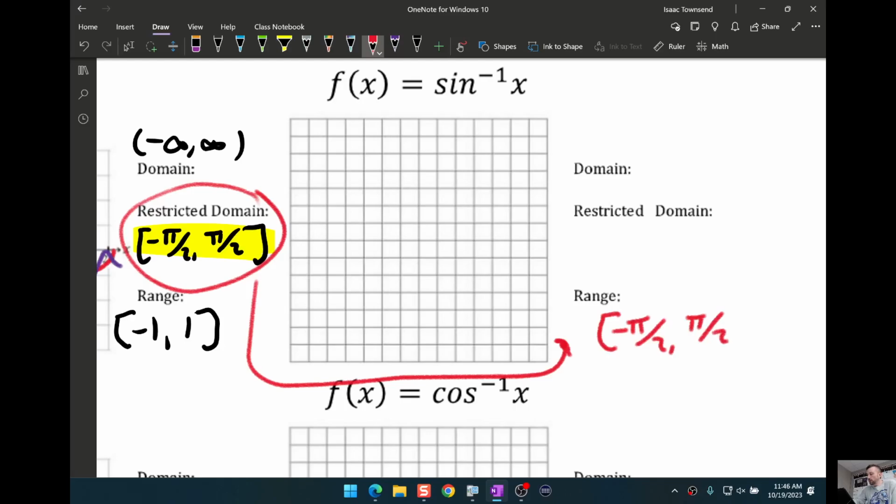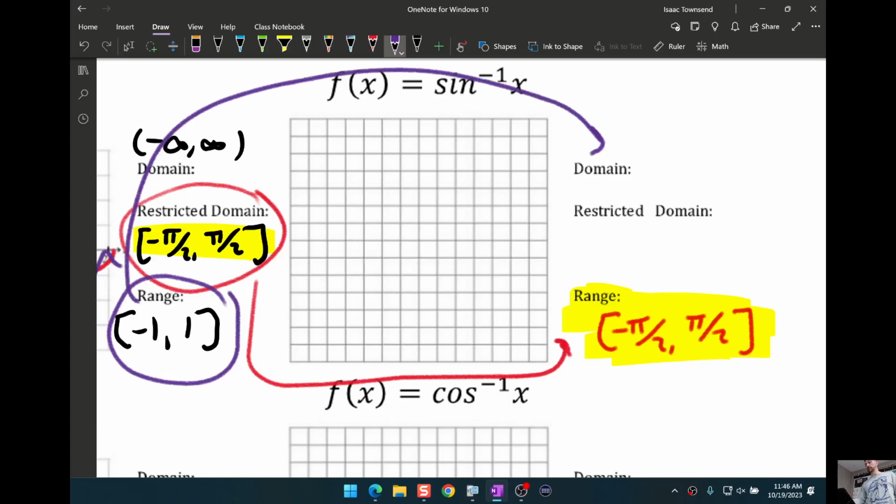This is one of the 6 that we absolutely have to memorize in this section. The possible y values, range, become the possible x values, domain. And on the right, this is just a typo. We don't need to restrict the domain on the inverse function. The range of sine becomes the domain of inverse sine. The restricted domain of sine becomes the range of inverse sine.